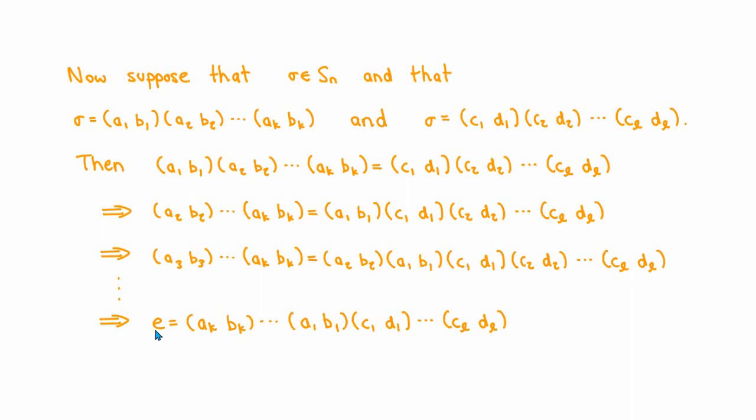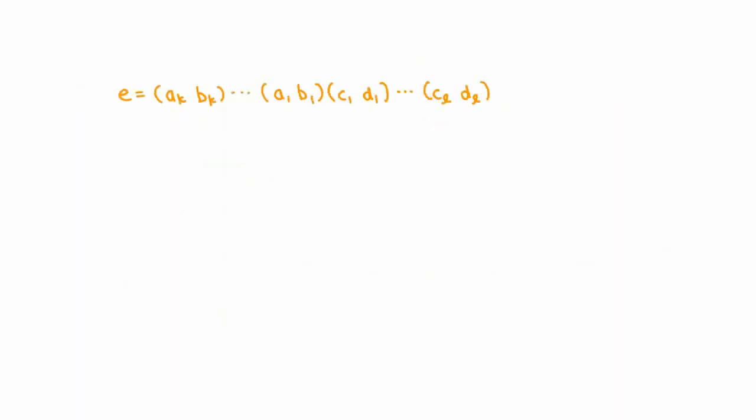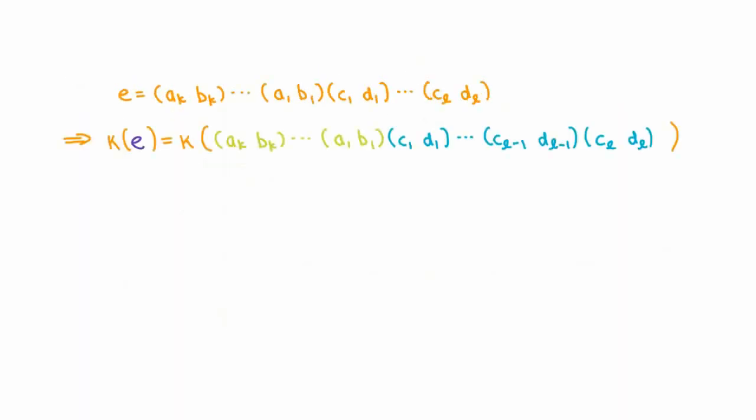Well, since the permutation on the left is equal to the permutation on the right, what I'd like to do now is compute kappa of both sides of this equation and see what that tells me about the relationship between k and l. So let's compute kappa of both sides of this equation. And I want to add in an identity element here, which is not going to change anything, but which will help to clarify what happens at the next step.